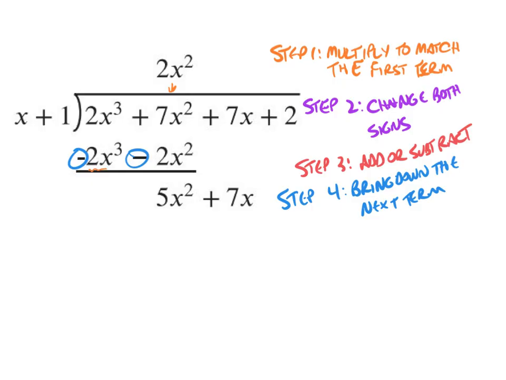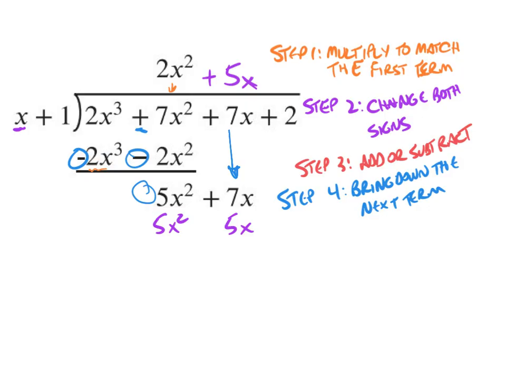So after we change both signs in a blue circle, now 2 minus 2 is 0. 7 minus 2 is 5. Take the sign of the larger number, which is positive. No sign in front of a number means it's positive. Bring down your next term. Now we have to multiply to match the first term. The first term is 5x. So we're going to multiply 5x. Positive 5x times x is 5x squared. 5x times 1 is 5x.